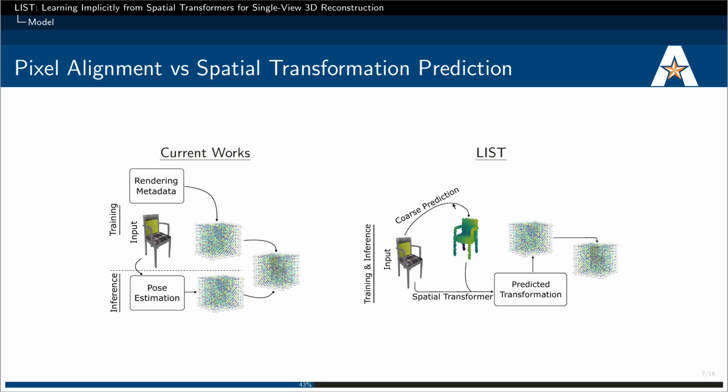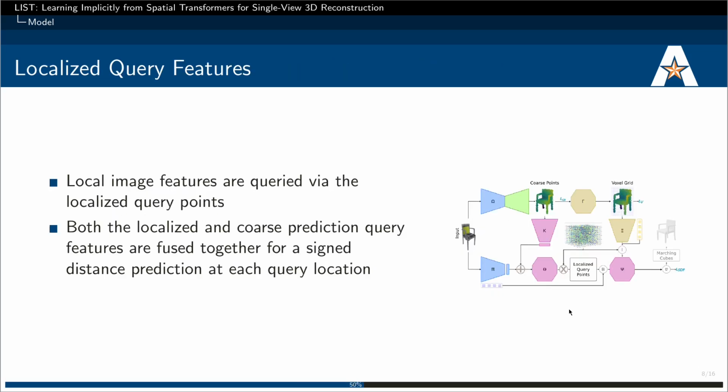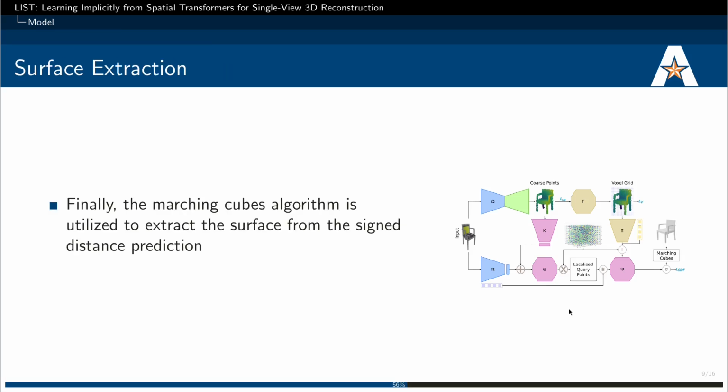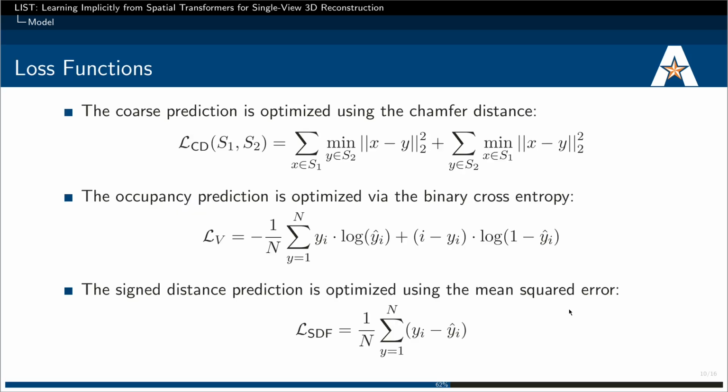Since the input image is a spatially transformed view of the predicted coarse shape, we utilize a spatial transformer to predict the transformation and localize the query point in the input view. Note that the spatial transformer does not require any camera parameter and can be optimized directly with LIST. Next, we query the local image features with the localized query points and fuse them together with the multiscale 3D features to predict a signed distance field at each query location. Finally, we utilize the marching cubes algorithm to recover the 3D surface from the signed distance prediction.